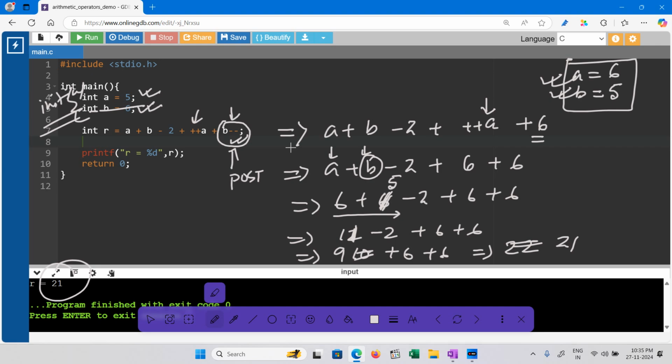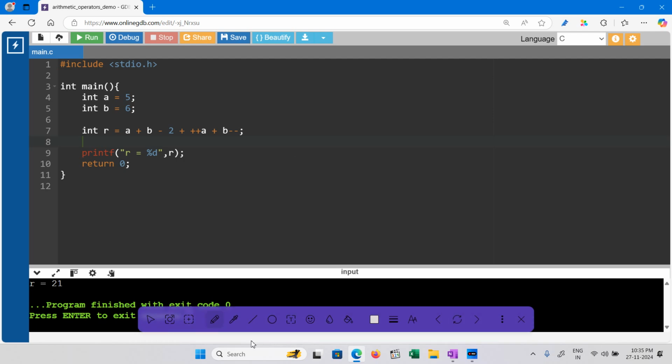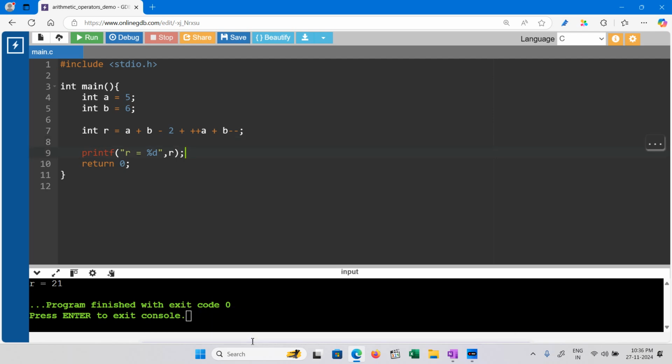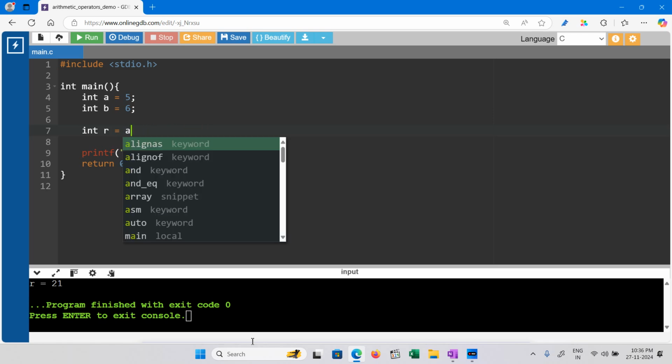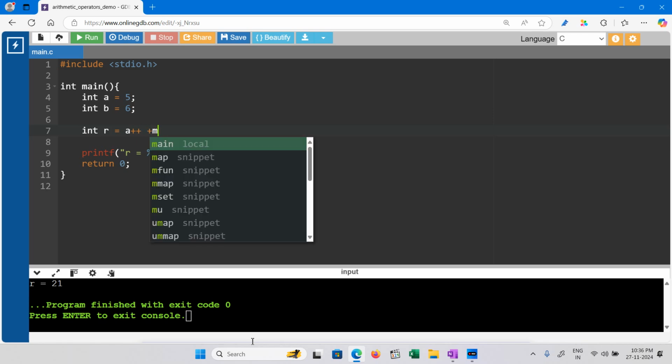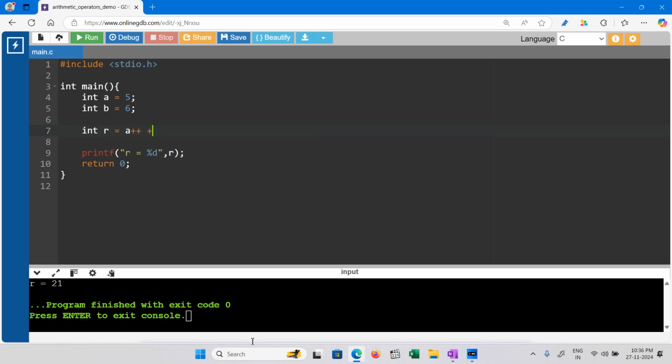Okay, so now let's continue. Let us take another example here. Let me print the values as well so that you can understand. So I am now taking here a plus plus, then suppose b minus minus, right? Okay, fine. We are now only considering unary operators combined with binary addition. Along with the result, let us print the value of a as well so that you can understand this.